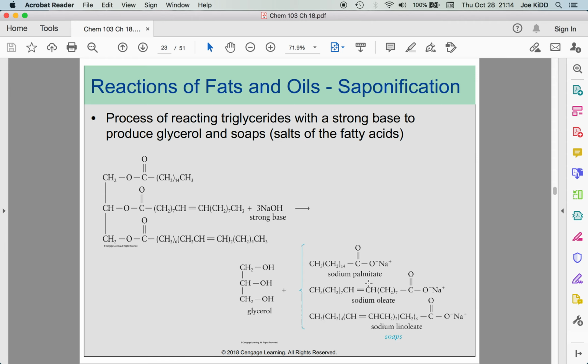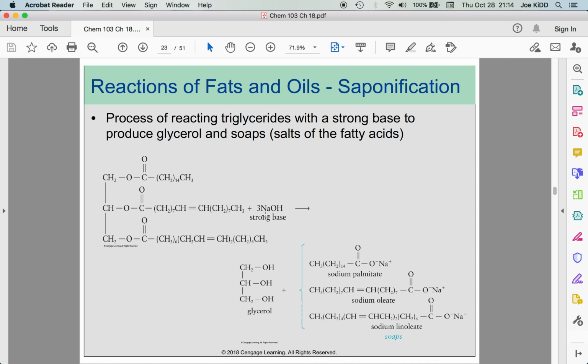Instead, we're going to end up with the salt of our fatty acids, and the cation will depend on what cation was in the base. This is the basics of saponification, or the making of salts, of soaps. We have glycerol and we have salts of our fatty acids.